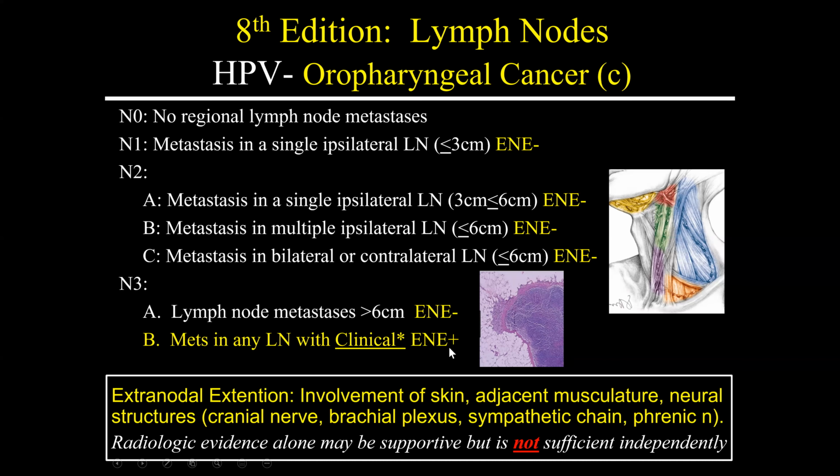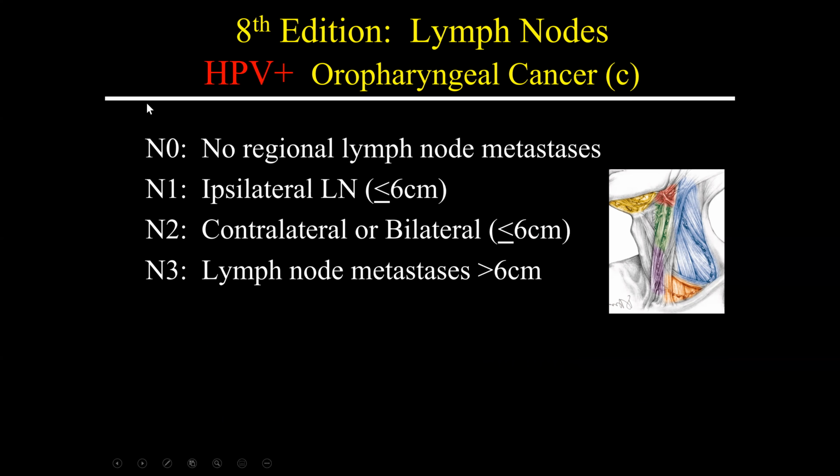And it's not just a radiological diagnosis, because that's a very big jump in staging and also has a much poorer prognosis associated with these patients. So we still have N0, N1, N2, N2A, B, C, and N3 disease. But now when you have staging for HPV positive tumors, notice the difference in how the staging is performed. And again, this is reflective of the better prognosis.